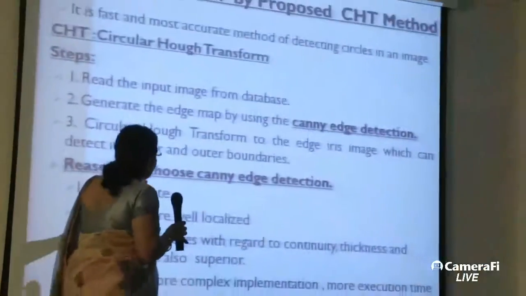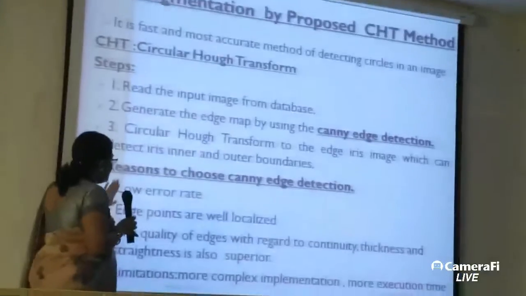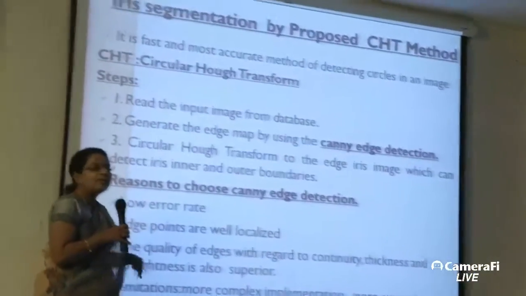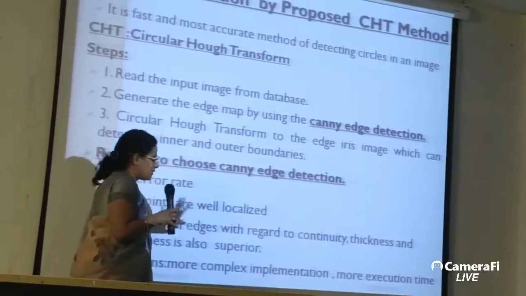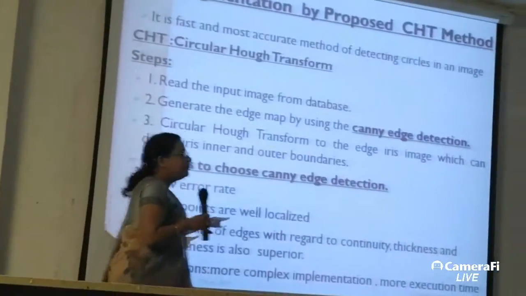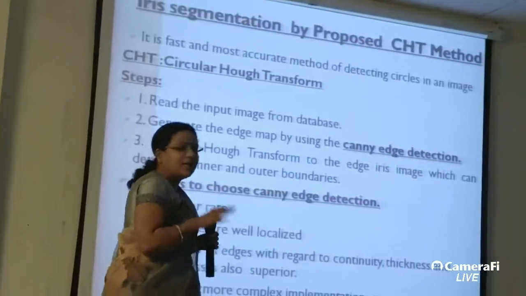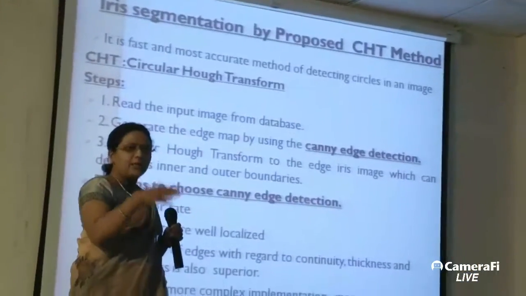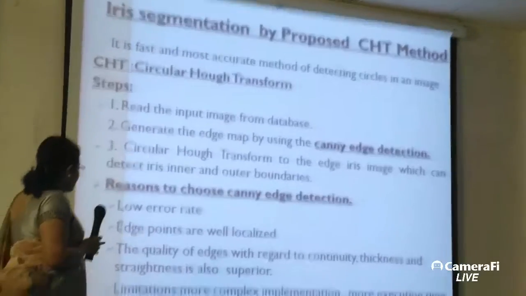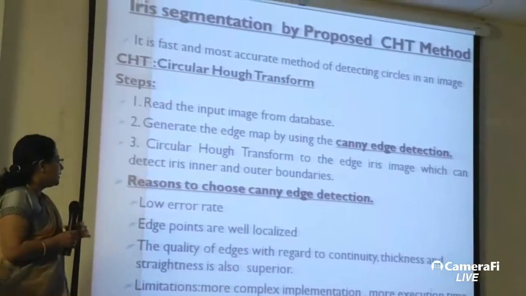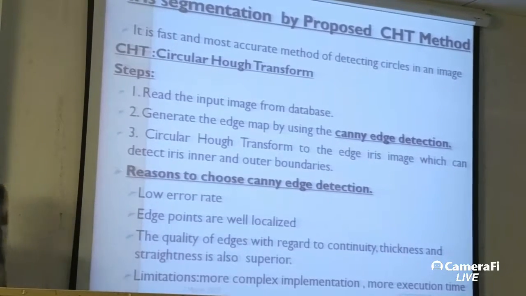Now why choose the Canny edge detection here? These are the advantages of the Canny edge detection. First is low error rate, that means it will find only the true edges within an image. Also the edge points are well localized. The limitation is that it takes a more complex implementation, and more execution time.